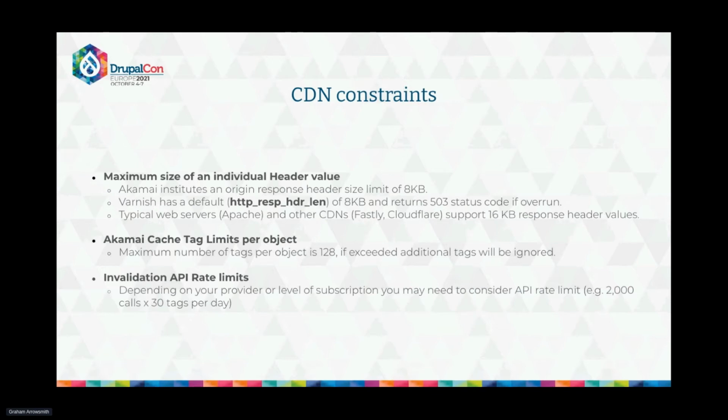And then the third consideration is the API rate limit. Your provider might have some restrictions. Some are very generous. Your level of subscription may force you to consider how often you send your eviction requests. Maybe the number of calls, maybe the number of tags you can send will be something to consider. And the solutions we're discussing, while they're Akamai-centric, you might have these sort of challenges with your provider.